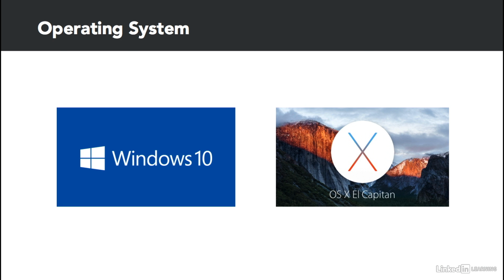You'll find that some people are very particular and passionate about their choice of operating system. The goal of this course isn't to extol the virtues of one or the other, though. What I wanted to do here was to make sure you understand what an operating system is, what it does, and why it's important to know which operating system you're using.